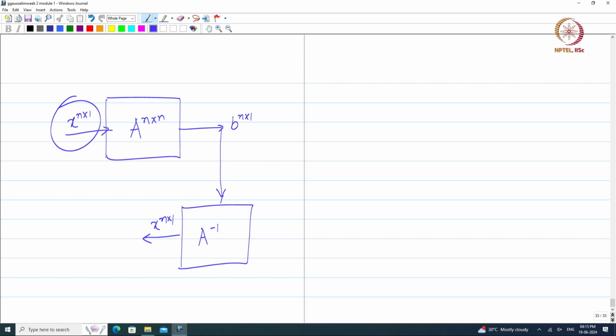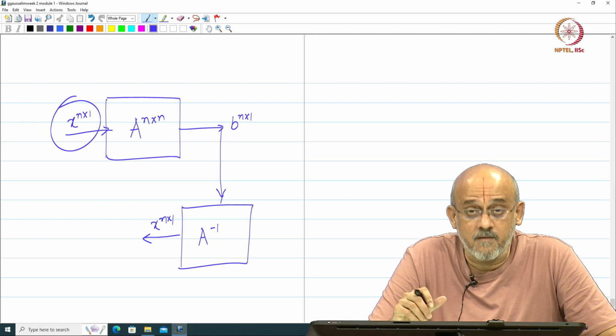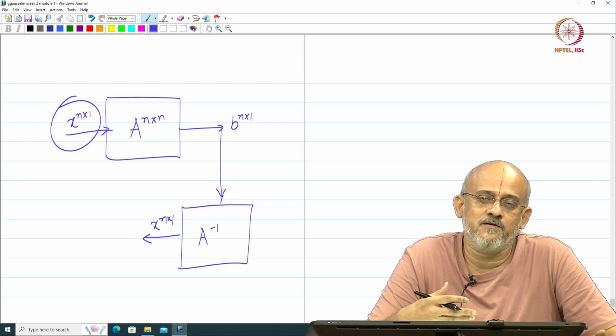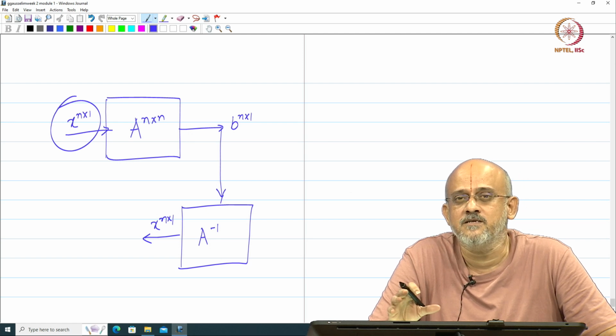So the importance of inverse is that if you are given Ax equal to b and you want to solve for x, and the matrix is invertible, you feed this b as input to the inverse system and get back the solution that you are looking for. But as I said, this computation of inverse is a very difficult, computationally intensive process. So we see if there is any other way of solving this system of equations.